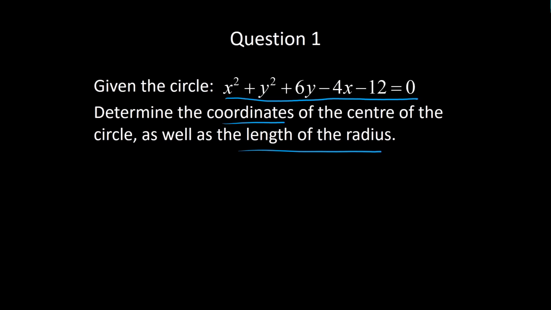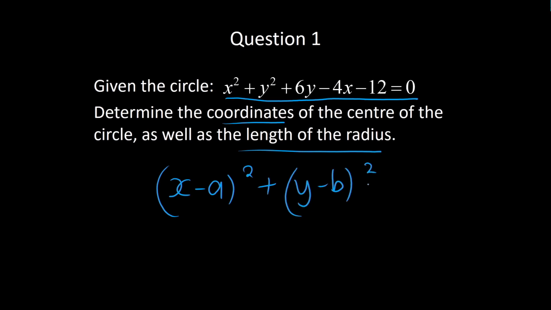Well, to rewrite this equation into the form x minus a squared plus y minus b squared is equal to r squared, we have to use completing the square, and we have to then rewrite the equation they gave us into a familiar form, which we can then use to read off the coordinates of the center and then the length of the radius. So the first thing you need to do is group together your terms with x and your terms with y, and take the constant over to the right-hand side.